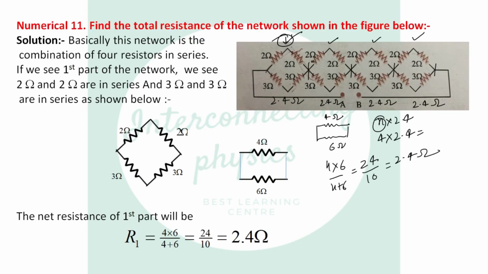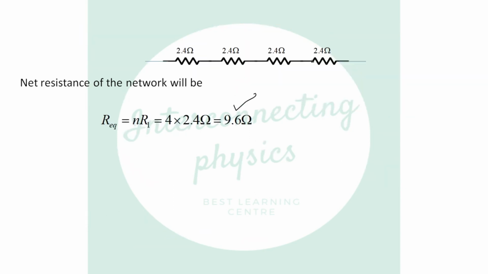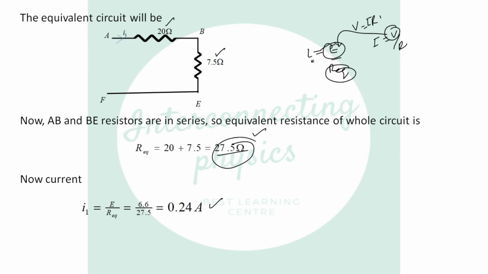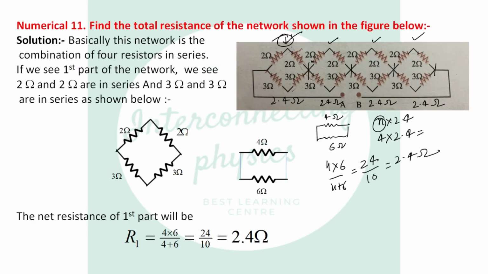In this way you can calculate such types of networks. If you are given 5 networks or 6 networks, you can calculate that. So this was all about today's lecture. We are done with every type of numerical in which we have calculated resistance, voltage across each resistor, total current through the circuit, or current through each resistor.